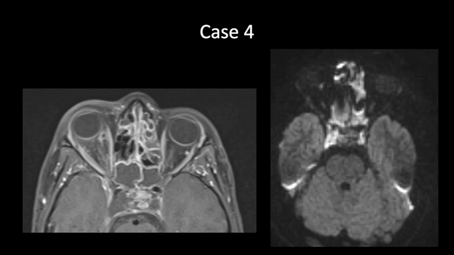Here's another case of a patient that presented with sinusitis. So here you can see the opacification of the paranasal sinuses, as well as that patchy filling defect, and nicely illustrated on the restricted diffusion imaging. You can see the restricted diffusion through that cavernous sinus, suggestive of infective material spreading through.